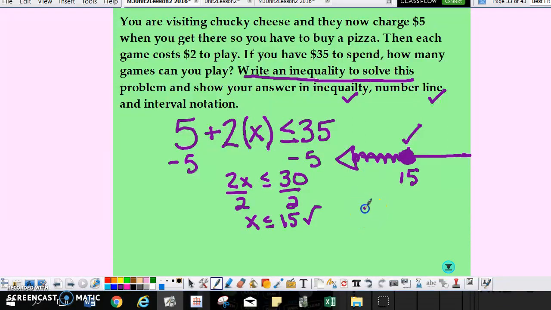So I can go anywhere from negative infinity to 15, and I need a hard bracket on 15 because it can include 15. Now the only thing I will say, does negative infinity games make sense? Not really. So I also would take an answer of 0 to 15 because technically you can't play negative games.